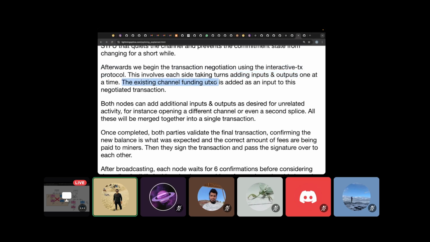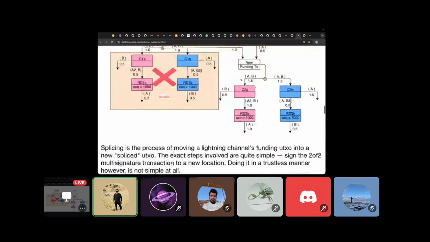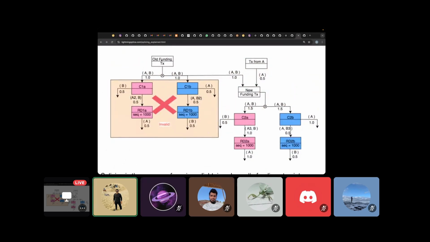The existing channel funding UTXO is added as an input to this negotiated transaction. So yeah, obviously, if you're splicing this particular channel, the two of two multisig output, which was your funding transaction before, has to be added as an input into this new funding transaction, and you can add some other inputs as well, some input which is not even related to your channel operation. Imagine if I want to send some coins to an on-chain address, I could include that in this particular transaction, and it won't be an issue.